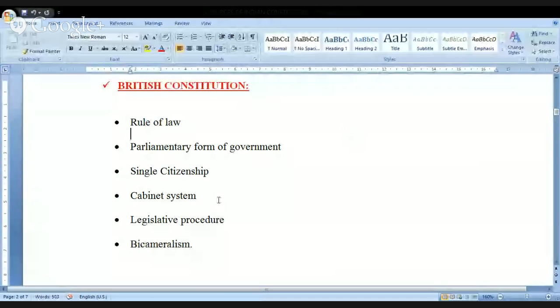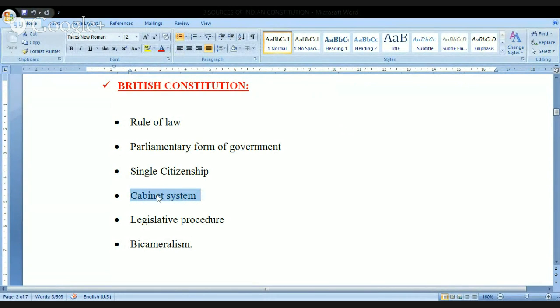Am I clear? So this is the meaning of citizenship. And of course, citizenship is a bigger topic. When we come to Part 2 of the Indian Constitution, we'll try to have a discussion. Next one. Next one is the cabinet system. What do you mean by this cabinet system?